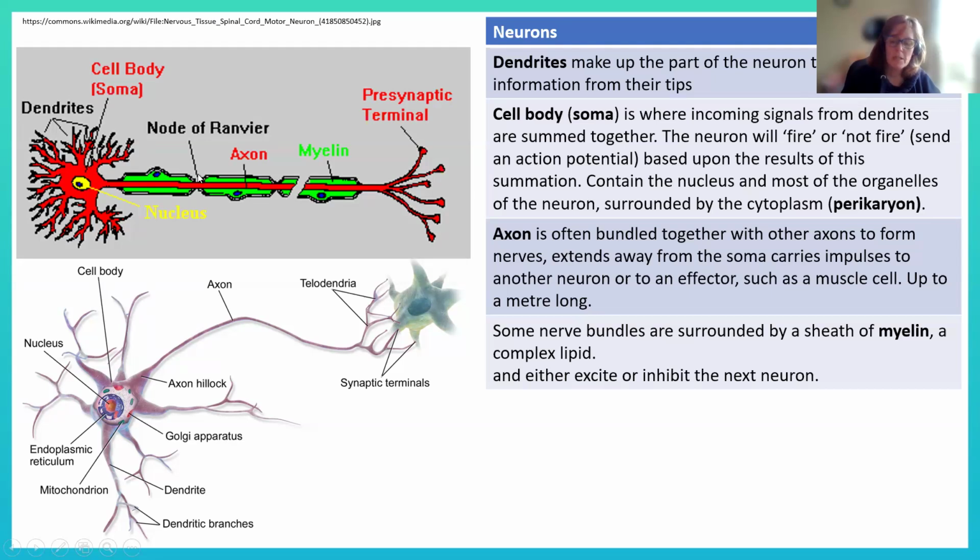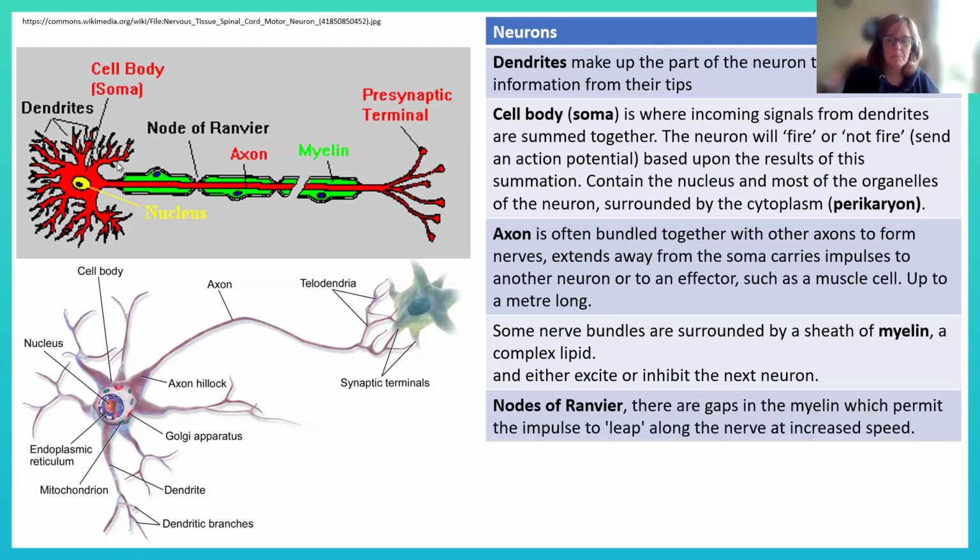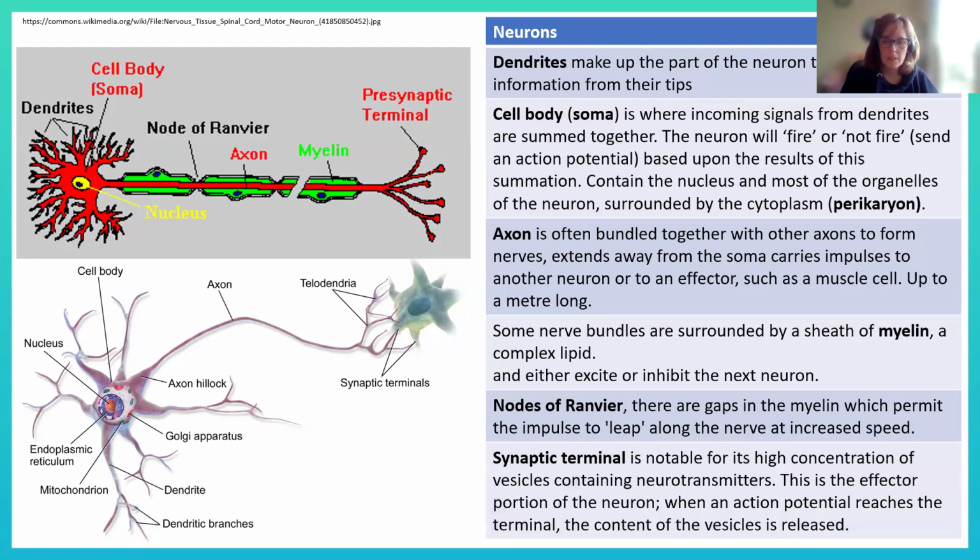There are these little gaps, and it allows the impulse to jump, and it allows it to travel really quickly. So rather than the signal going all the way down the nerve, it jumps between these gaps of myelin and speeds up the transmission of that nervous impulse. So call it an impulse rather than a signal or a wave or anything. That's the correct term. Call it a nervous impulse.